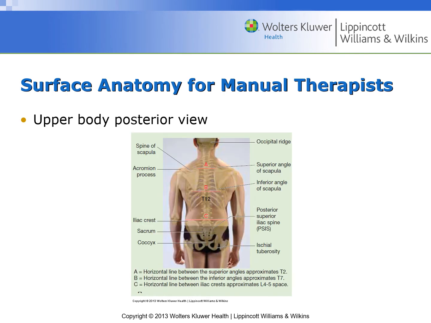Now, beginning from the left-hand side, the superior left, this is an upper body posterior view. We can see the spine of the scapula. We also see the acromion process. We see the iliac crest, the sacrum, and the coccyx. And of course, over to the right superior, we see the occipital ridge, the superior angle of the scapula, the inferior angle of the scapula, the posterior superior iliac spine, and the ischial tuberosity.